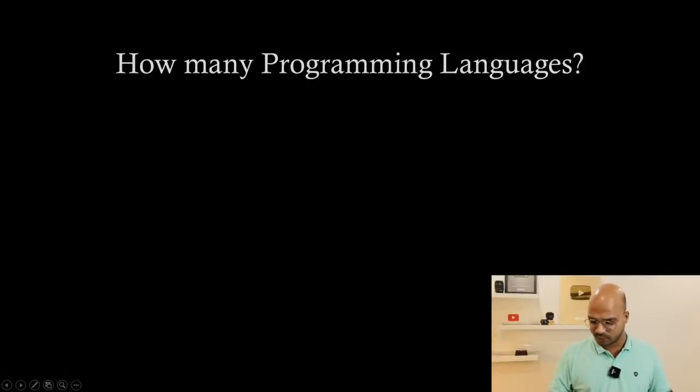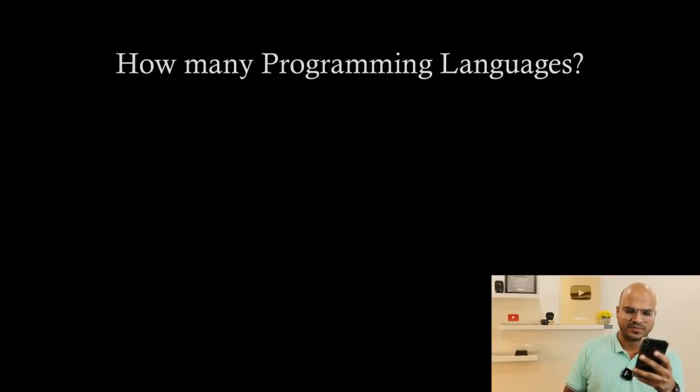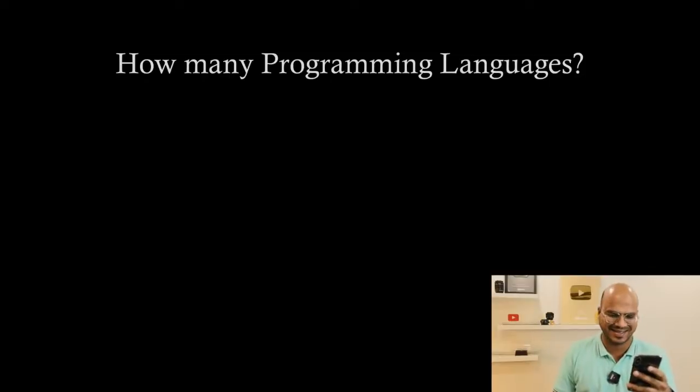So any guess how many languages we have in the world? Okay, Swaraj says around 10,000. How can you guess that? That's great. Python is a number one language. Okay. 700. Okay. Maybe you Googled it, I guess.